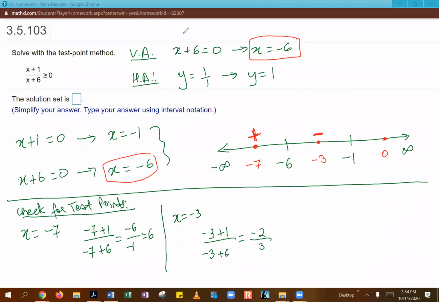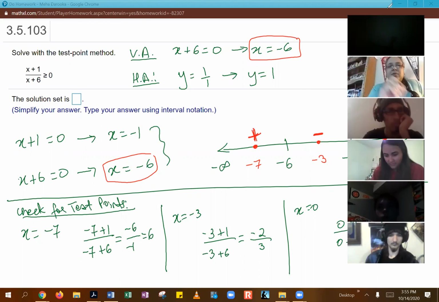And then let's check for the last one, which was a test point of 0. So that's (0 plus 1) over (0 plus 6). And 0 really does make our life a lot easier, because you end up with +1/6. So obviously every y value here is going to be positive. Now look at your interval, look at the number line, and what do you think your solution set is going to end up looking like?